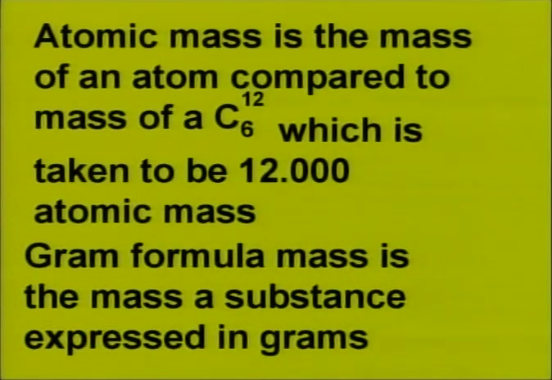Right, the mass of an atom compared to the mass of carbon-12, which is taken to be 12.00 atomic mass. And you also have the gram formula mass, which is the mass of a substance expressed in grams. For example, carbon will be 12.00 grams. So quickly go through and then copy only the atomic mass and the formula mass, or gram formula mass. I'm sure much of this information has been done, especially when you studied chemistry.